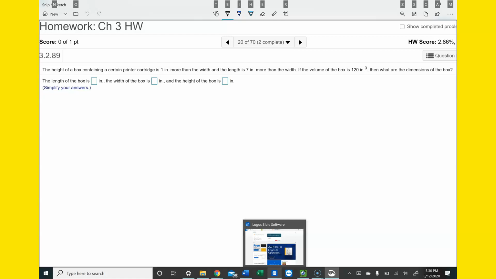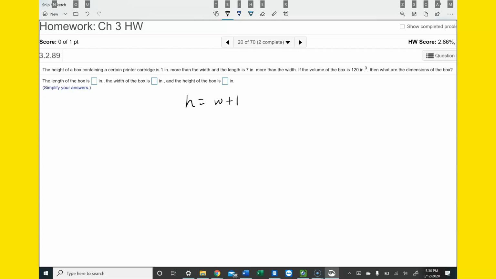Since it gives me the height and the length in terms of the width, I'm just going to say h is w plus 1, so 1 inch more than the width. The length is w plus 7, so 7 inches more than the width, and the width is just the width. So now I have everything in terms of w. The volume of a box is length times width times height. So let's just say it's w times w plus 7 times w plus 1.